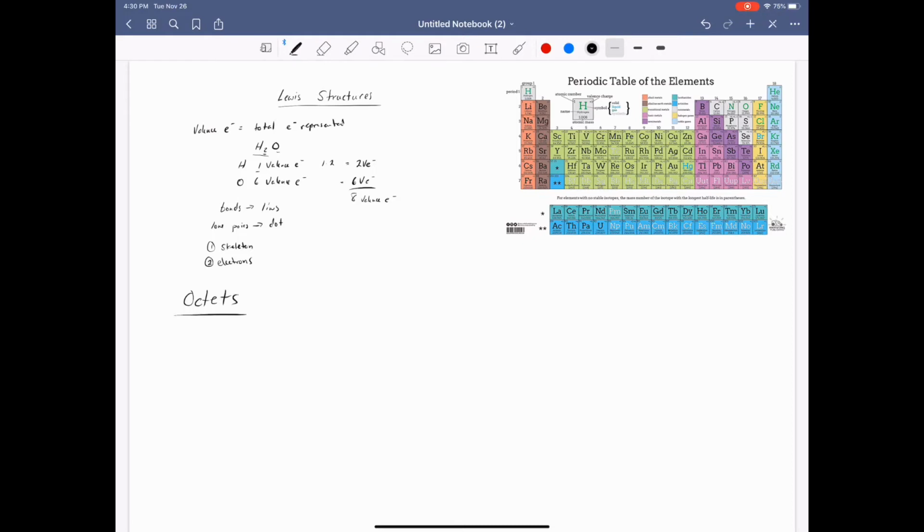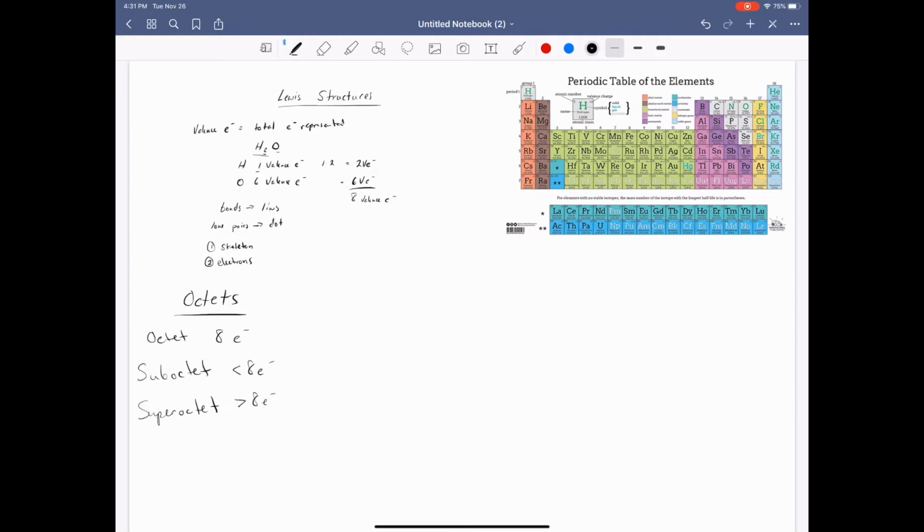So there are 3 types of octets. There is the normal octet, which is made up of 8 electrons. There is a suboctet, which is less than 8 electrons. And then there's the superoctet, which is greater than 8. This is also something that's very important when representing a structure correctly, and you'll see that with our following examples.